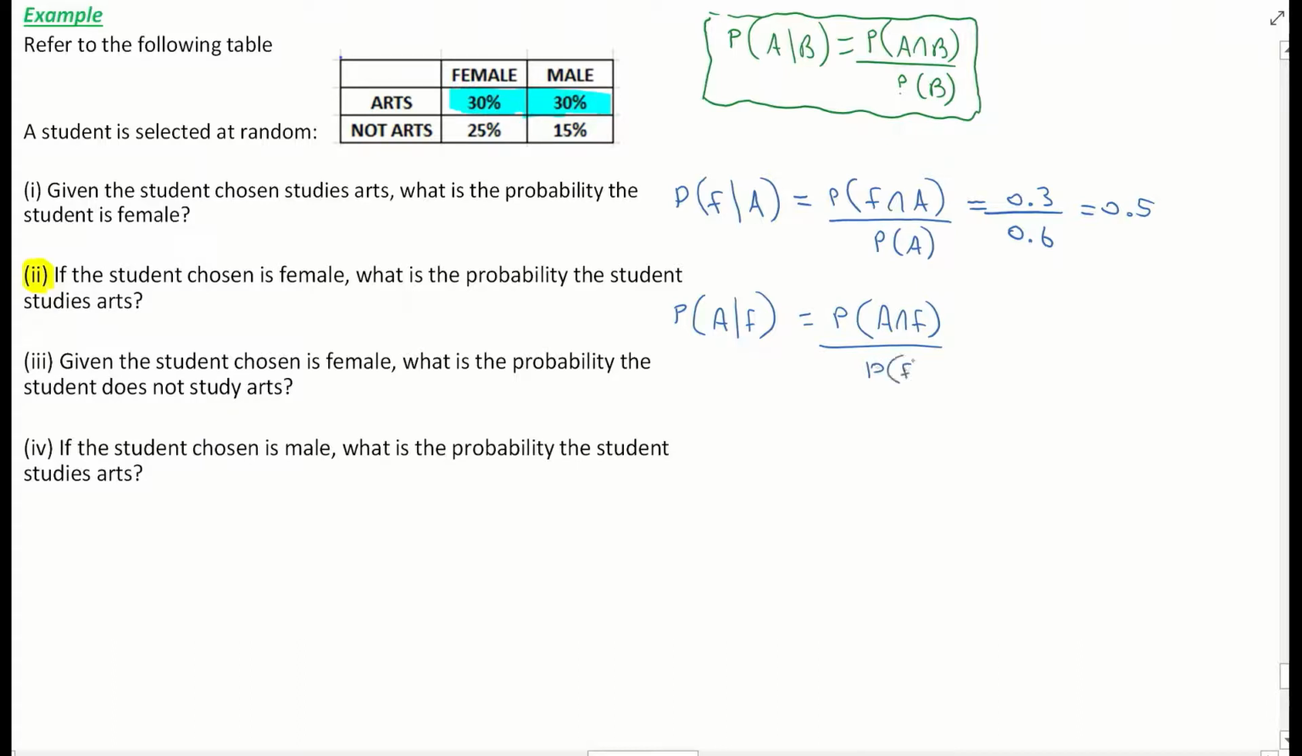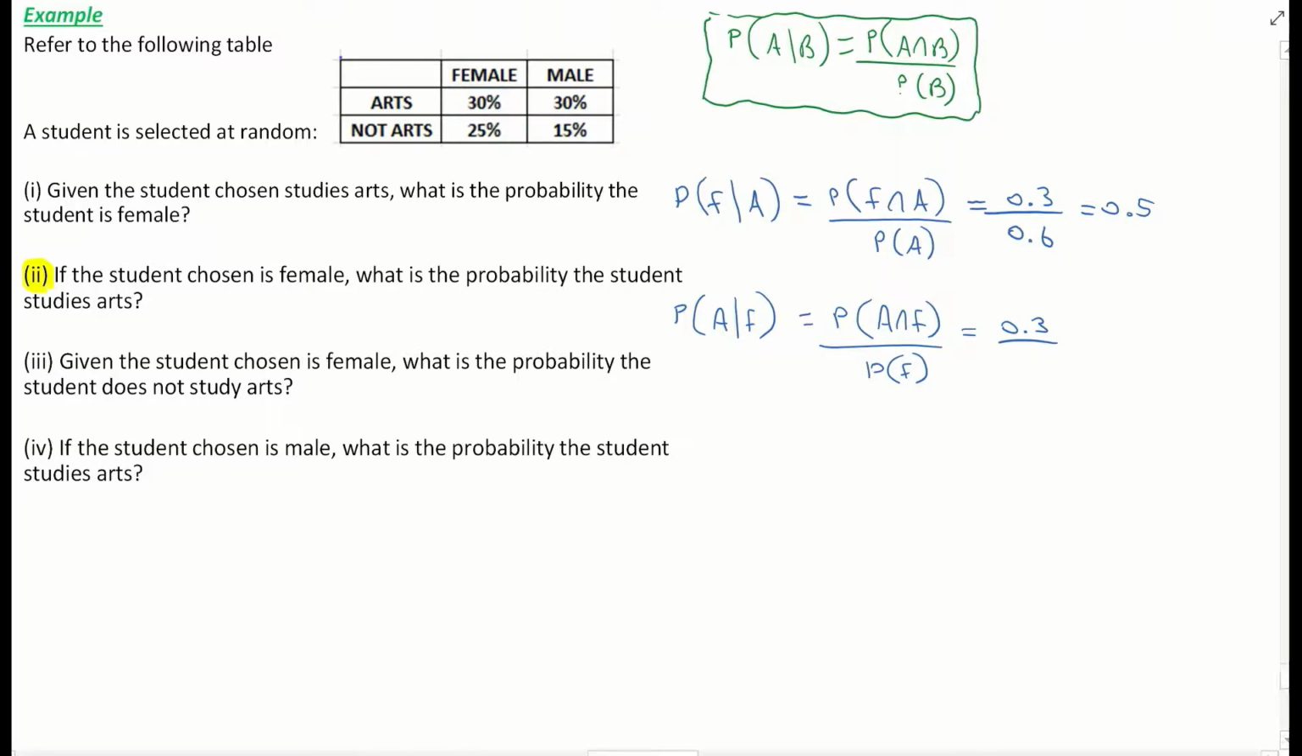So it's very similar to part 1, just look at how it is slightly different. And the probability of an art student being female is 30%. It's the same as up above. But now look at our denominator. Our denominator is now changing. It's the probability not of arts, but it's the probability of female.